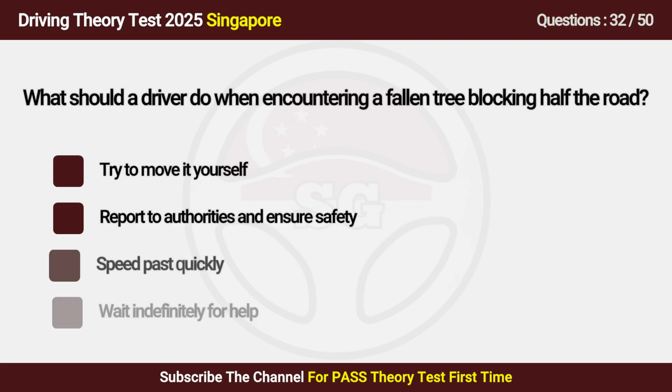Question 32. What should a driver do when encountering a fallen tree blocking half the road? A. Try to move it yourself. B. Report it and ensure safety. C. Speed past quickly. D. Wait indefinitely for help.